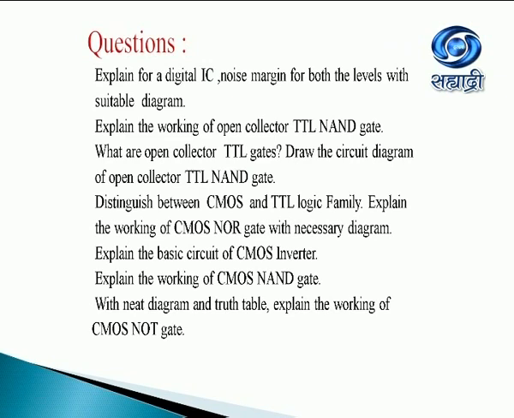Explain the working of CMOS NOR gate with necessary diagram. So the circuit of NOR gate, CMOS. So CMOS NOR, CMOS inverter, CMOS NAND, three circuits are there. So you can draw three circuits separately as the question is asked, and we have to explain with the truth table. Sometimes they write with a neat diagram and truth table explain the working of CMOS NOT. Sometimes they just ask to explain the working, but in both cases the truth table of the circuit is necessary.